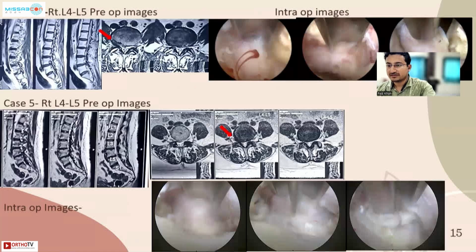In cases 4 and 5, right lateral recess stenosis with foraminal and extraforaminal herniation was present. So we approached from the left side, keeping the ipsilateral facet and the flavum intact. These are the intra-op images where the disc was retrieved.